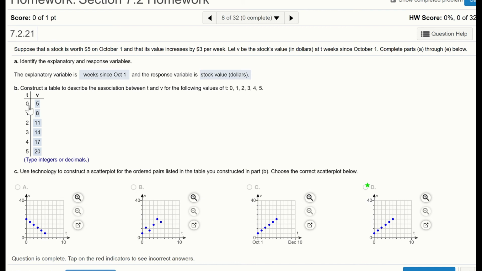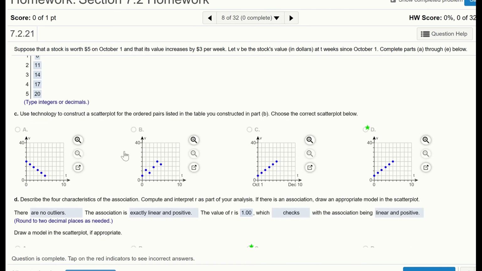So remember, starting at October 1st itself, that would be T equals 0, right? How many weeks after October 1st is October 1st? Well, 0 weeks, because that's when you're starting, right? So at that point, we know the stock's value was $5, right? And remember, it's going up $3 a week, right? So how much will it be a week later? $8. 2 weeks later, well, go up by 3 again. 3 weeks later, go up by 3 again, etc., all the way down to here.